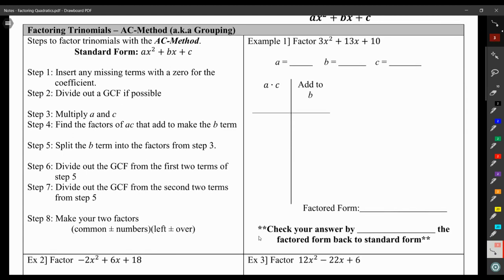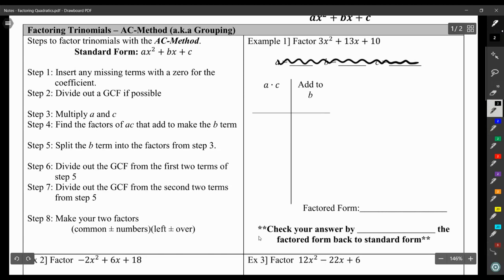Here are the steps on the left for how to factor using grouping, also called the AC method. These two names are used interchangeably. These steps look really confusing, but we're going to do them over here on the right with example 1. We're going to factor 3x squared plus 13x plus 10. The first thing I would always do is decide, do you have a common number that you can divide out of 3, 13, and 10? In this case, we do not. They have no like factors, so we have to leave this as is.